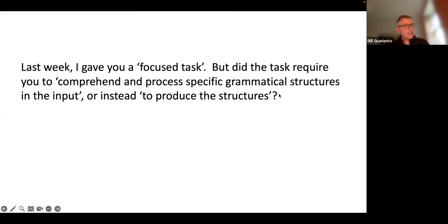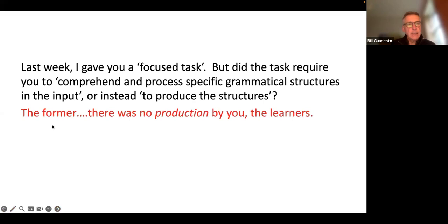Yes, as I said, you read a short text about my childhood holidays. So it was a focused task, and in my case, you were receiving the new grammar in the input. I was not asking you to produce the structures. Thank you, Takwa. So the answer is the former. There was no production by you, the learners, last week.